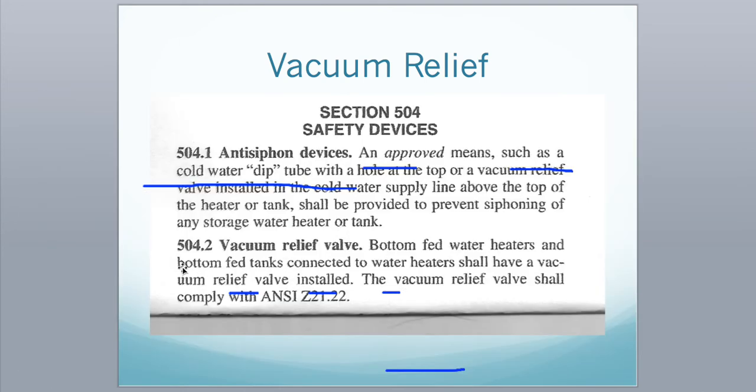This is the International Plumbing Code, anti-siphon devices, and approved means such as a cold water dip tube with a hole at the top, or a vacuum relief valve installed on the cold water supply line above the top of the heater or tank. Vacuum relief, bottom fed water heaters. Bottom fed water heaters and bottom fed tanks connected to water heaters shall have a vacuum relief installed. The vacuum relief shall comply with ANSI 2122.